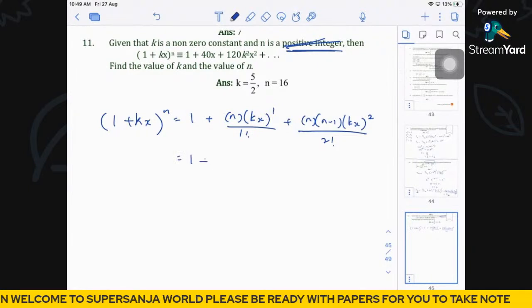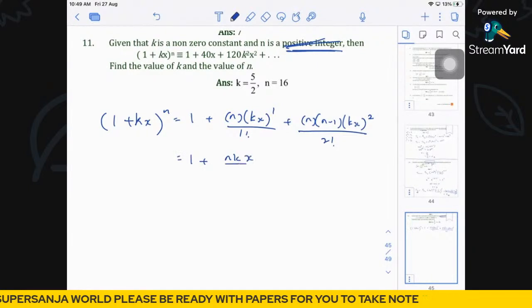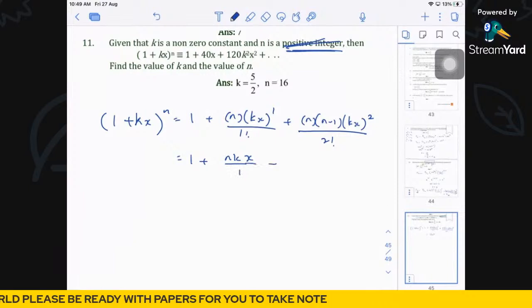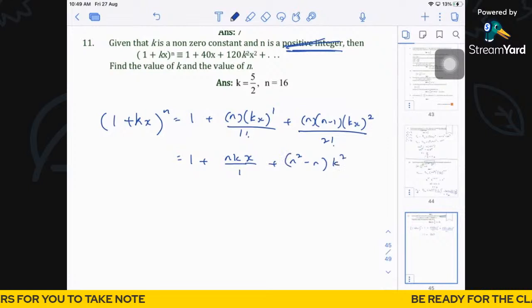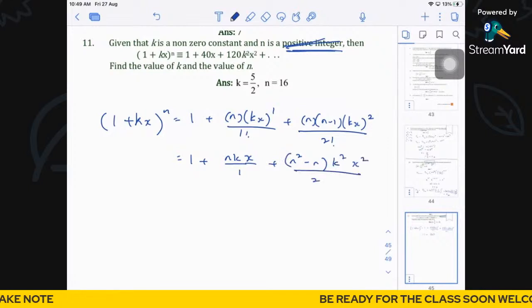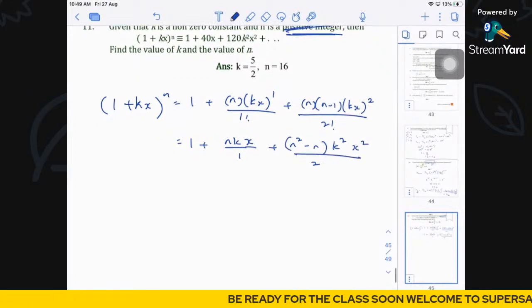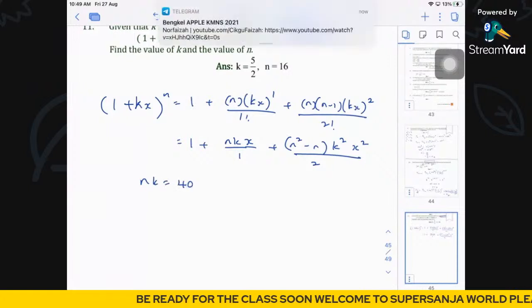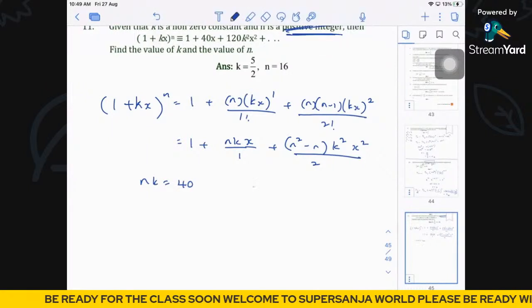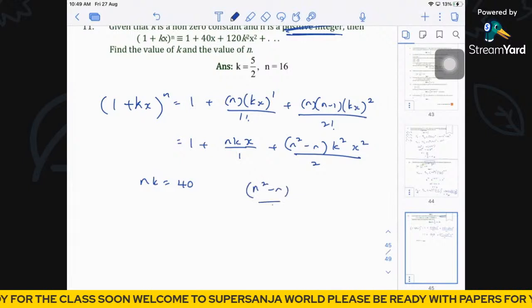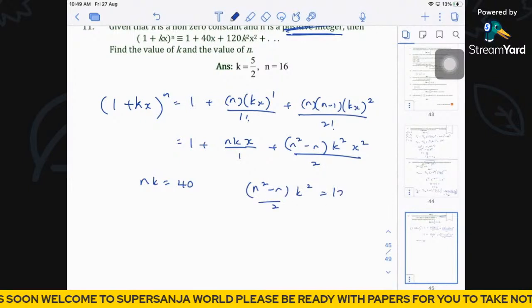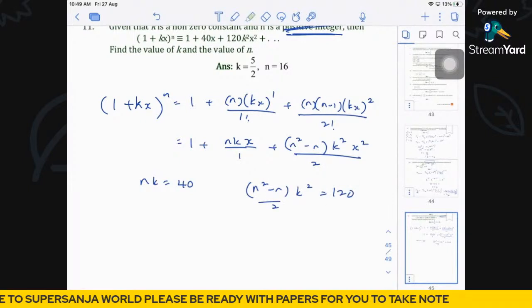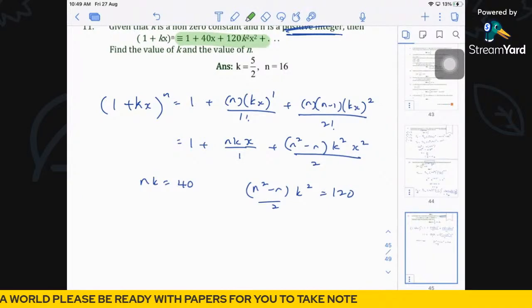I cannot do more than that. 1 plus nkx over 1 plus (n squared minus n)k squared x squared over 2. So if you look over here, I can write down nk equals 40, and the other one will become (n squared minus n) over 2 times k squared equals 120.